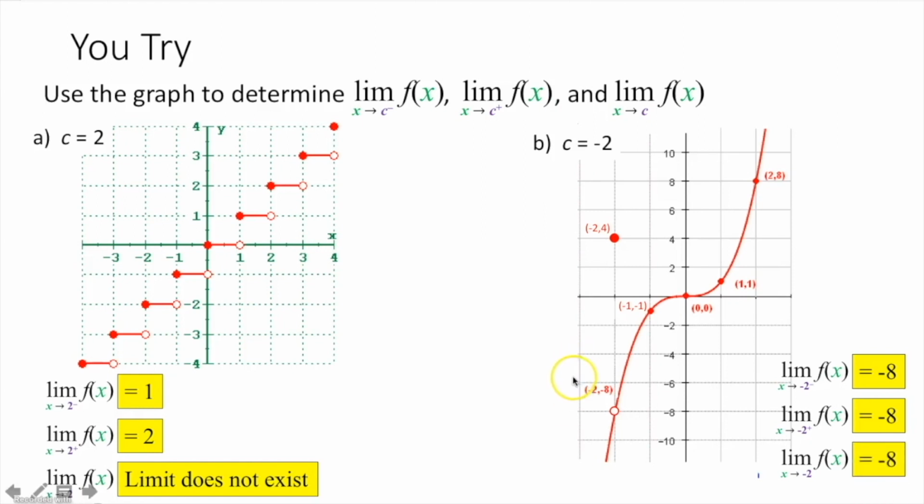Now, please keep in mind that just because there's a removable discontinuity doesn't mean that the limit does not exist, okay? Just because it's not continuous at x equals -2 doesn't mean the limit does not exist. The limit will exist if it's a removable discontinuity at that x value. If it's a jump discontinuity, as you see over here, then the limit will not exist.